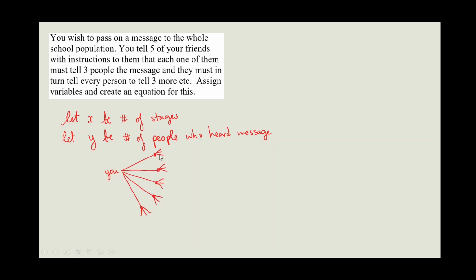Each of those 5 people tells 3 more. So here we have 1, 2, 3, 1, 2, 3, and so on. So if you were to put this information into a table, this is how it's going to look like. At stage 0, you told 5 people. Stage number 1, each of these 5 people told 3 more, so that's 15. Then these 15 people tell each 3 more, so that's 45. In stage 2, 45 people know the message.